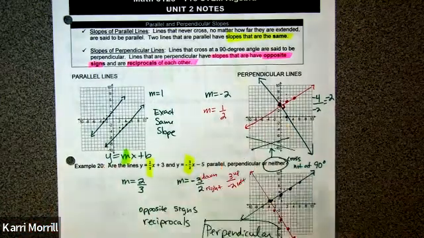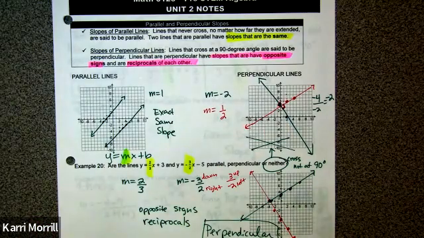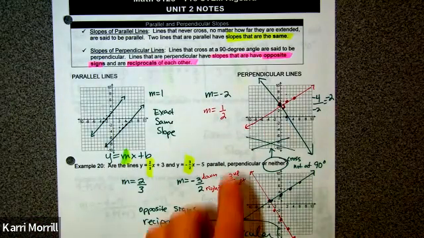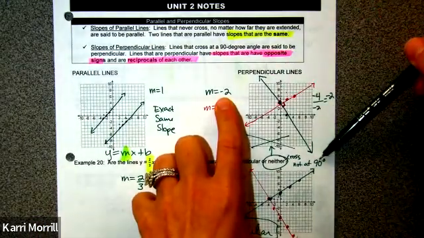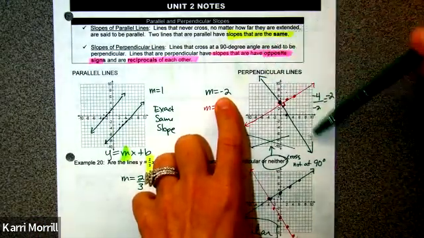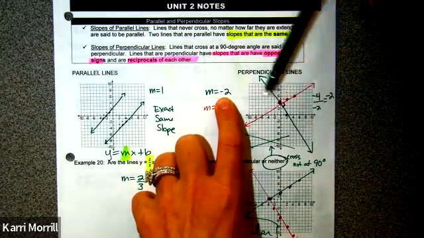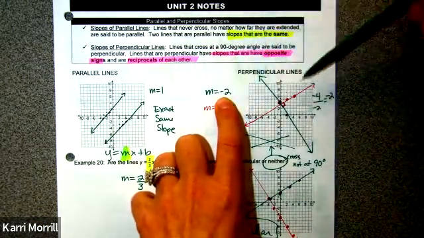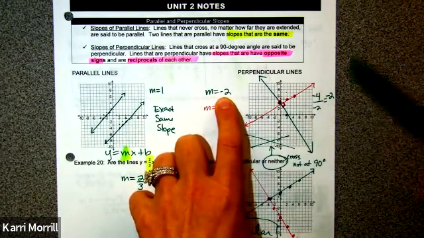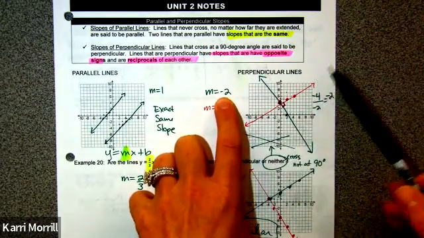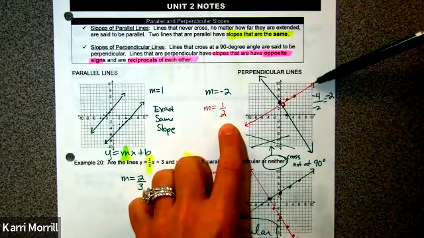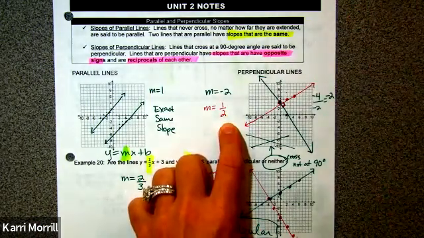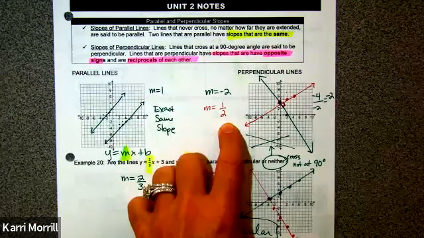Perpendicular lines have opposite reciprocal slopes. So if the slope of one line, let's just say this was a -2 slope, and see how it's going downward. When you look at graphs, you read left to right, and downward is a negative slope, and going upward is a positive slope. So they're opposite signs, one's negative and one's positive, and then you flip the fraction. So they're just reciprocals of each other.